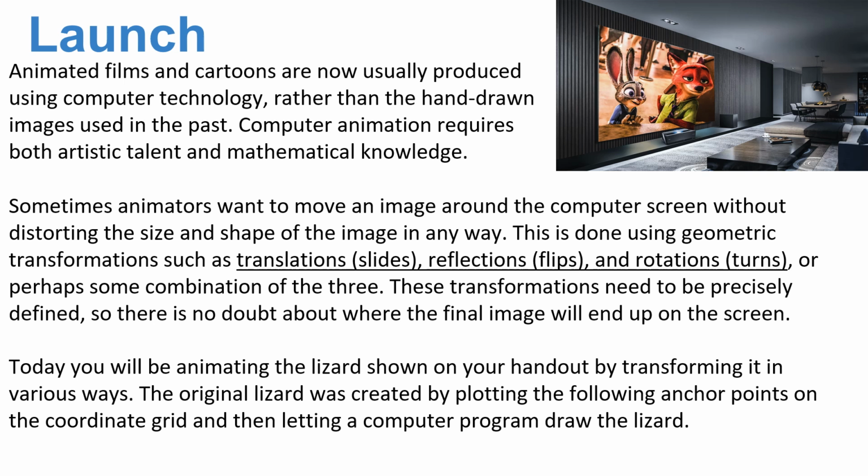I want you to write down these 3 vocab words: translation, reflection, and rotation. To help you remember what those are, next to translation, you can write slide, so it slides. Next to reflection, you can write flips. And next to rotation, you can write turns. So they use those geometric transformations. Sometimes they use one, sometimes they use a combination of all 3.